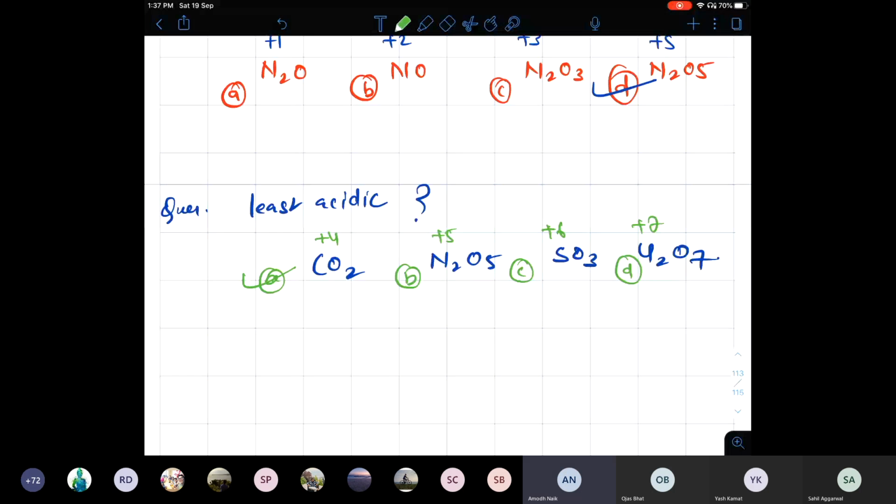So the exceptions in atomic size, do they affect the basicity and acidity? Definitely. If you are talking only about the element, then it won't. But if you are taking the oxides of that, then definitely it will affect, because lesser size is because of more charge. More charge means more tendency to accept electron, more acidity.